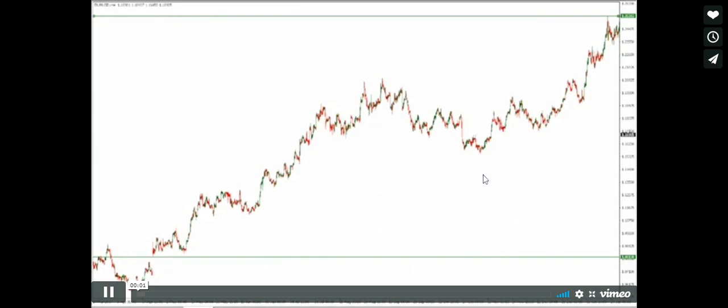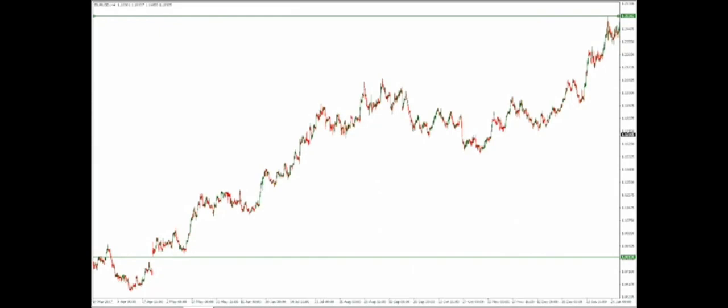Okay guys, as you can see, this is our chart and it's an uptrend. So it means we're going to analyze for a sell. First we identify our low point, which is here, and our high point, which is there. So let's go on and draw our trend line.